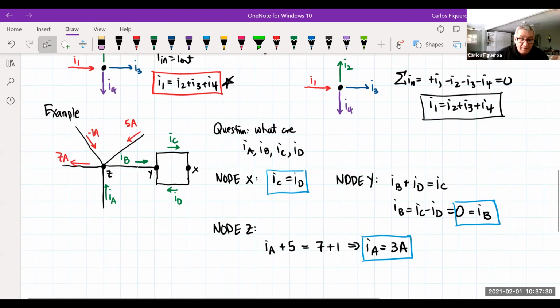Okay, I'm going to move on to the next thing. I just defined a node. Now I want to define a loop.